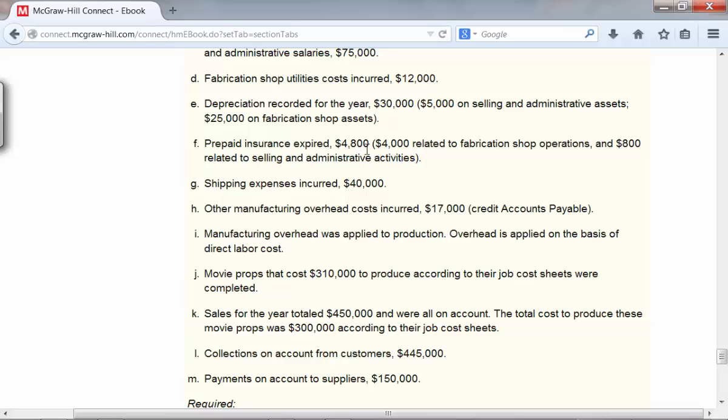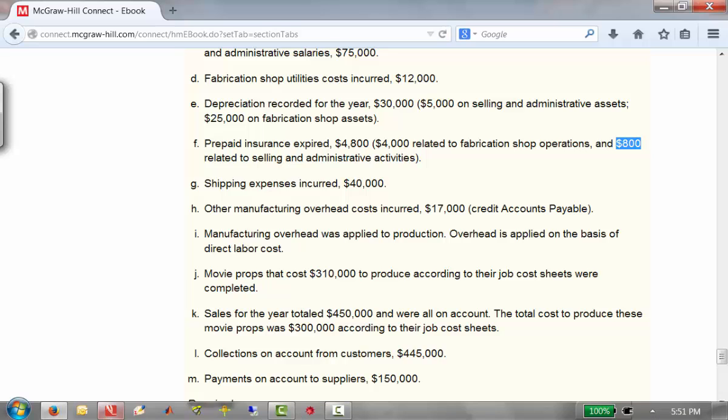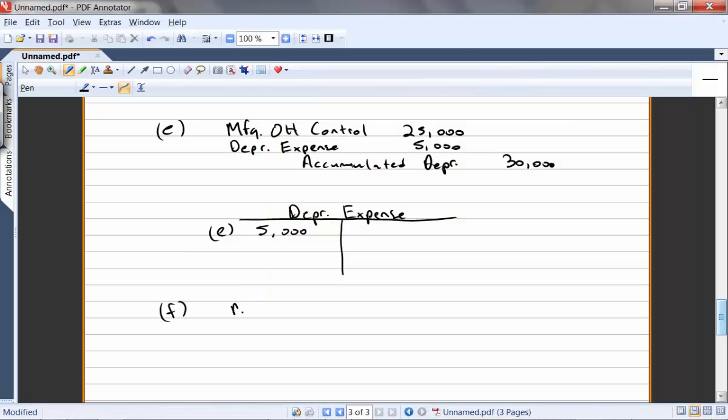So we have $4,800 of prepaid insurance that has expired. $4,000 of this was paid for insurance on plant equipment, and $800 of this was paid for insurance on selling and administrative stuff. So insuring the car that the salesperson drives around and insuring some asset that's used in the selling and administrative capacity. That means that $800 of this is an expense immediately, and $4,000 of this is an asset. It's a manufacturing overhead because it's indirect and we can't directly trace it to any of the individual units of product.